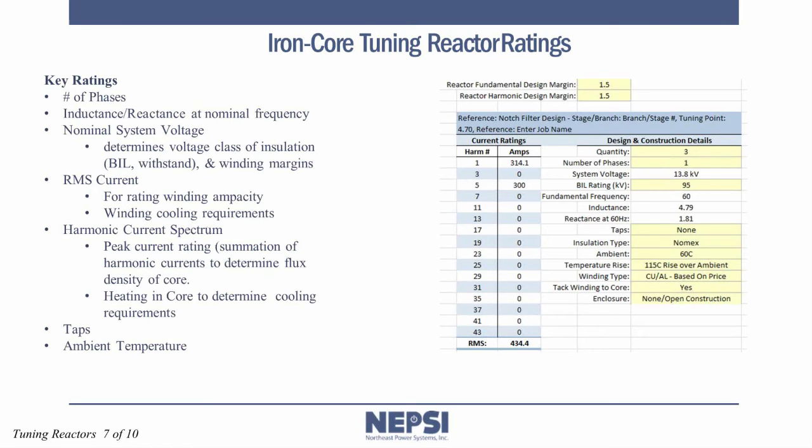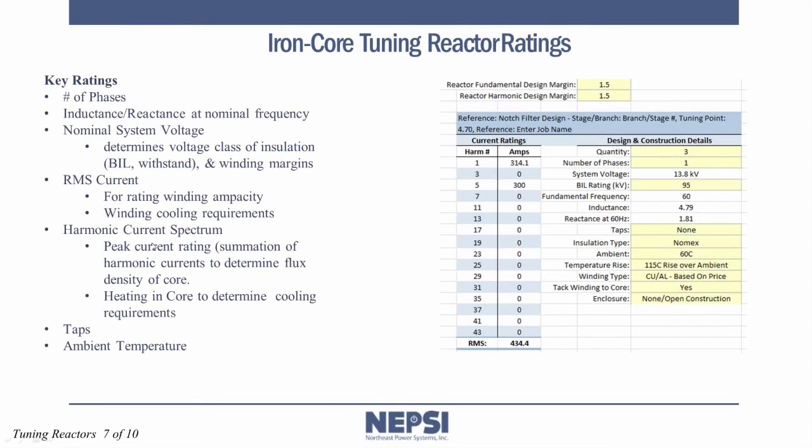They need to pick the magnet wire that's going to be used for the iron core reactor, so the RMS current is something that they use for that, and also determines the cooling requirements for that winding. And as you can see, we also specify harmonic current on a harmonic basis. So in this case, we have the fundamental specified and the fit specified with the design margins of 1.5 based upon what was in the spreadsheet.